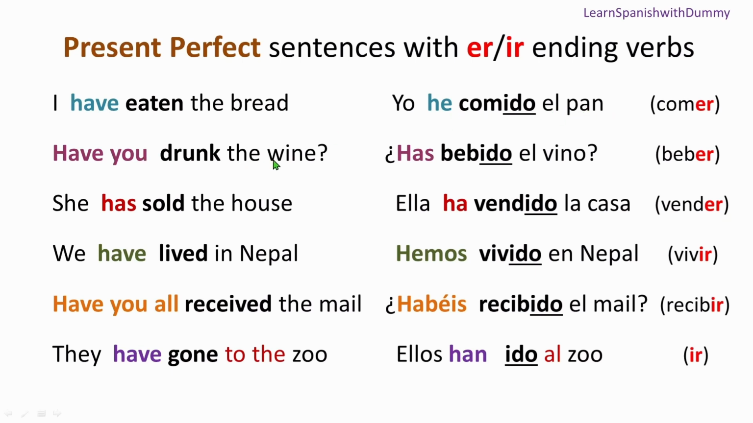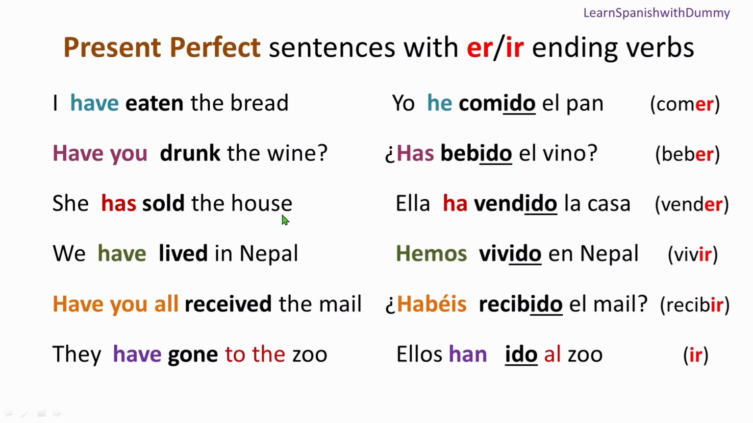Have you drunk the wine? So it's has bebido el vino. Has bebido el vino. Has is have you or you have. Bebido is drunk, right? How do we make it? Beber, replace er with ido. It makes it bebido, that's drunk. El vino, vino, you know, wine.